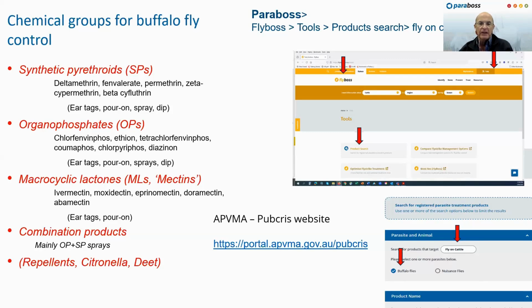The other place where you can find nearly everything you need to know about the products, including good pictures of the labels if you need them, is on the APVMA website. If you just search for PubChris, this website will come up and you can go in there and find your way through products from there. So these are good places, both on ParaBoss and on PubChris, to get a bit more information about chemical control.